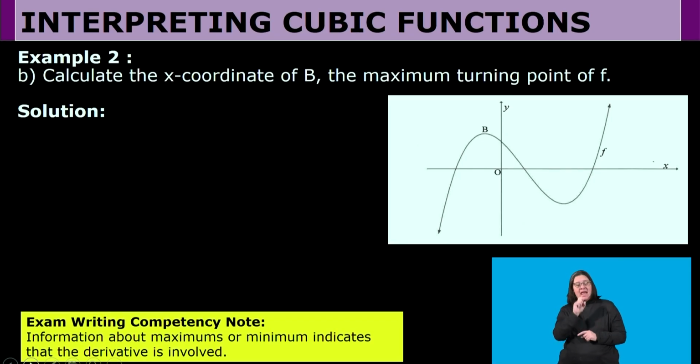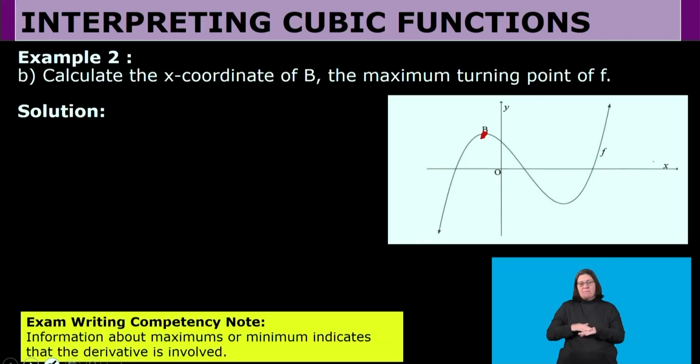We now need to find the x-coordinate of B, which is the turning point of F. So now you start thinking, when we start talking about turning points, what do we need? We need the derivative. That's right. Information about maximums, minimums, and turning points all means that we need to work out the derivative.